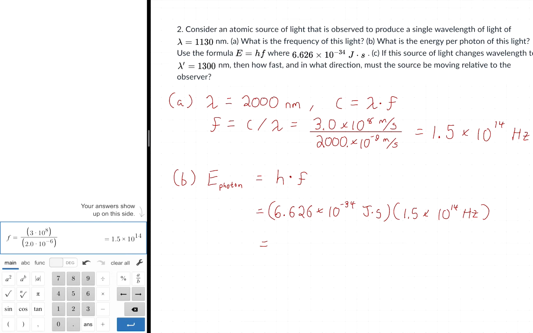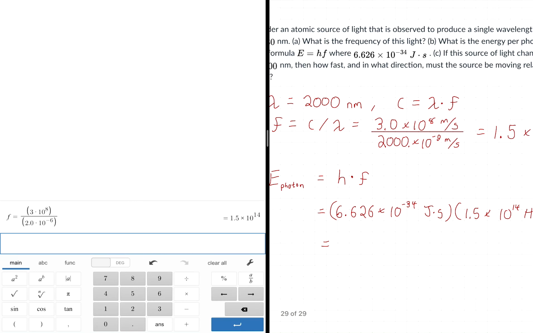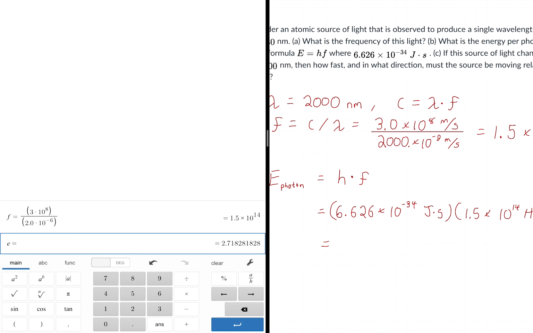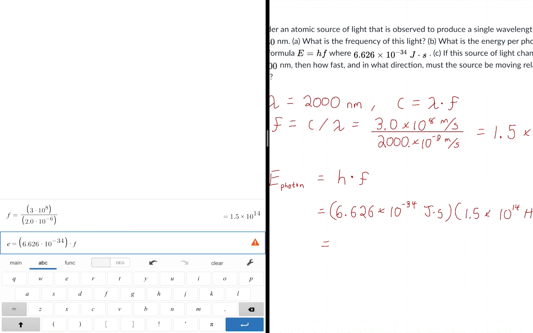That's going to give us a value that we can take a look at over here in Desmos using our previously saved value of f. We'll call this E for energy. I don't think we're going to use it again, but it's a good habit to get into. 6.626 times 10 to the negative 34, and then of course we just need to multiply it by f. There we have our value.